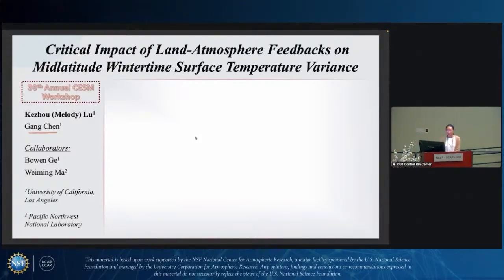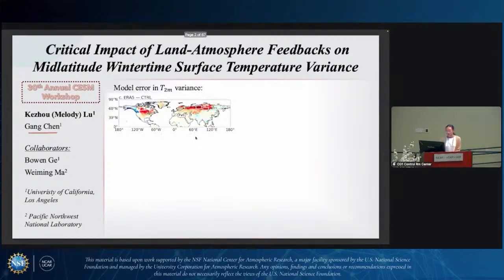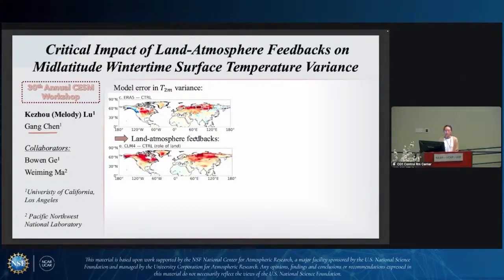Today, I am going to talk about the importance of how land and atmosphere interactions modulate the surface temperature variance. So here's a brief overview of the presentation. It is well known that climate models are biased in capturing the mid-latitude land surface temperature variance. And in this work, we will demonstrate that the land-atmosphere feedbacks are dominant.